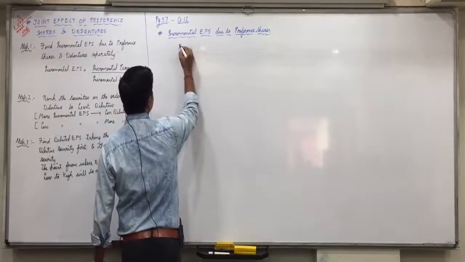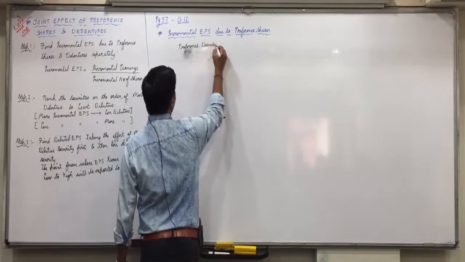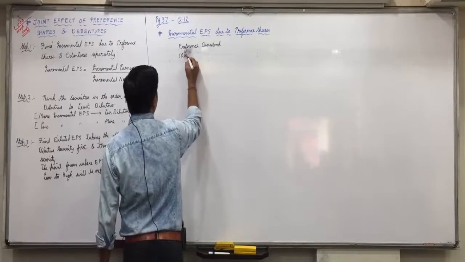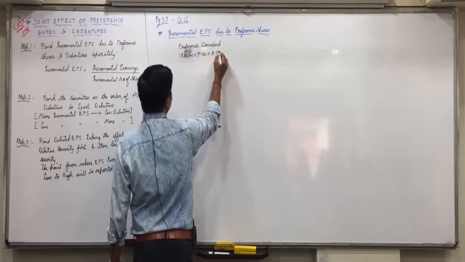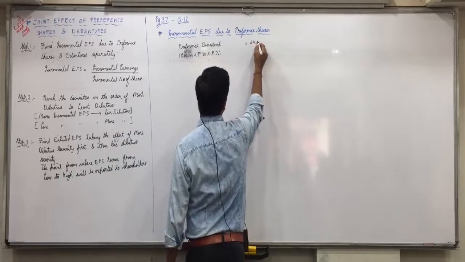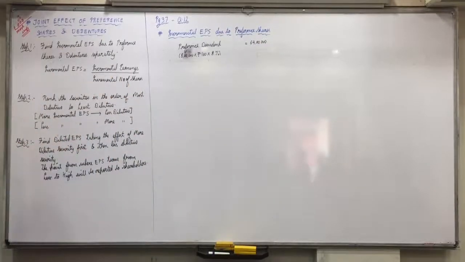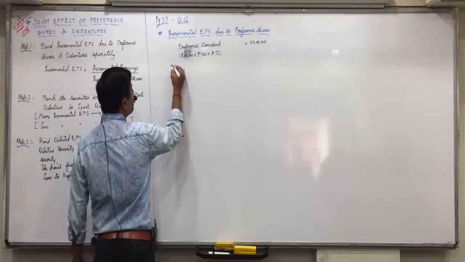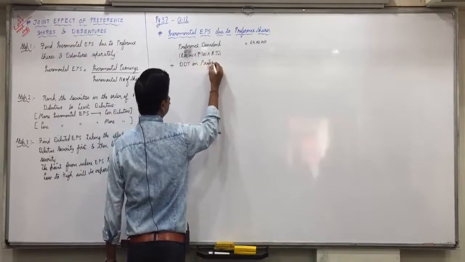So, how much is preference dividend? 8 lakhs into rupees 100 into 8%, 64 lakhs. Okay. You understood the meaning of incremental? What we used to add in profits and number of shares, that is incremental. Further, what we used to add in case of dividend? Dividend distribution tax on preference dividend.